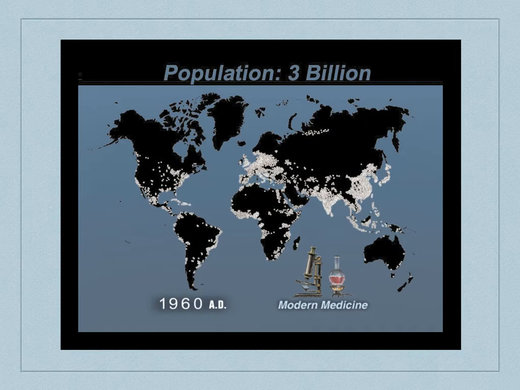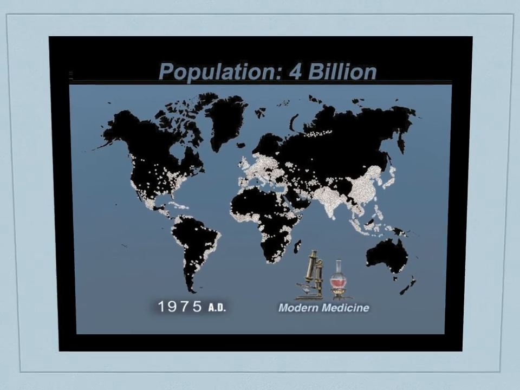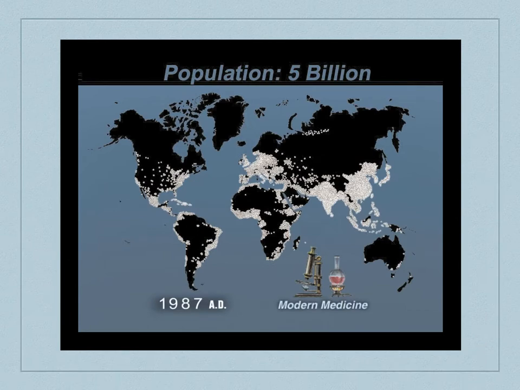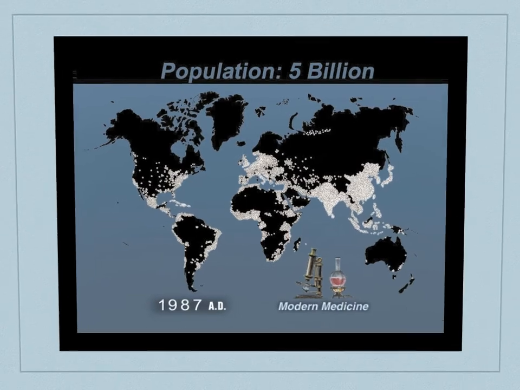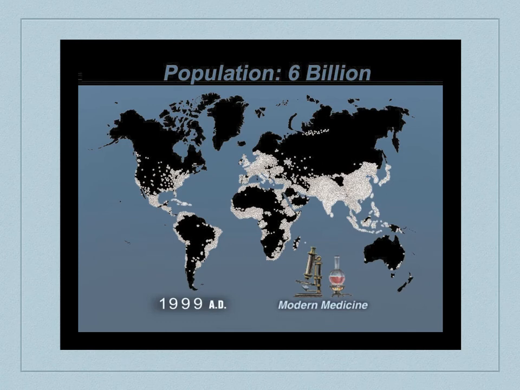So modern medicine is a big boost to the human race because people now live a whole lot longer. 3 billion. 1975, modern medicine continues. We hit 4 billion. Watch how fast the numbers jump up. Look at how many dots there are there. 5 billion. The numbers are jumping quicker. We're not jumping many, many years, are we? This is exponential increase. We're just going a couple of years and the population is like zooming up.